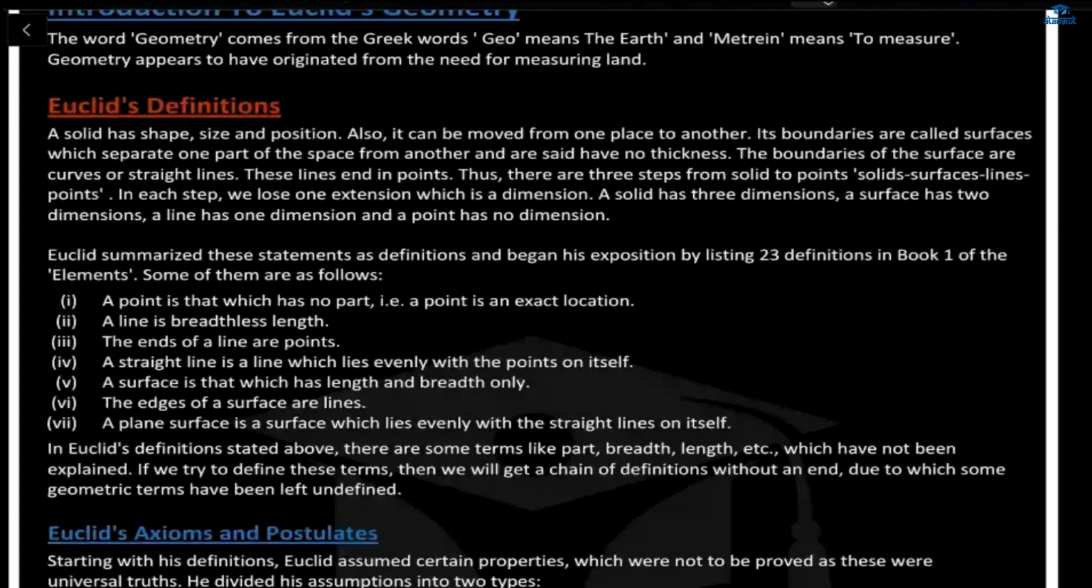Now from a point, if you move ahead, you get a line. So a line is a breadthless length. Breadthless length, I said that because if you draw a line, there's no breadth. So a line is a simple length. It is just talking about your length. So it is a breadthless length, no breadth is there. In that way, Euclid gave the definition.